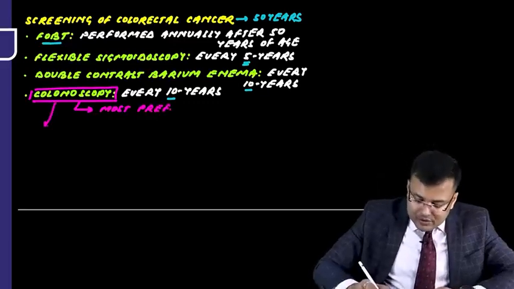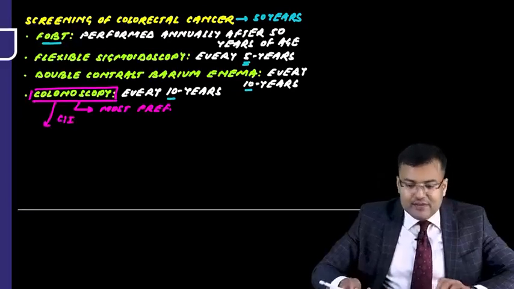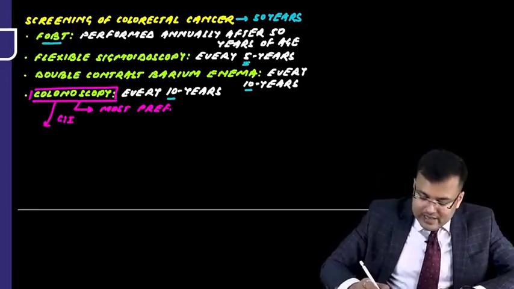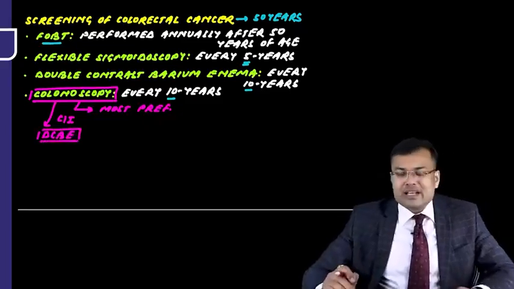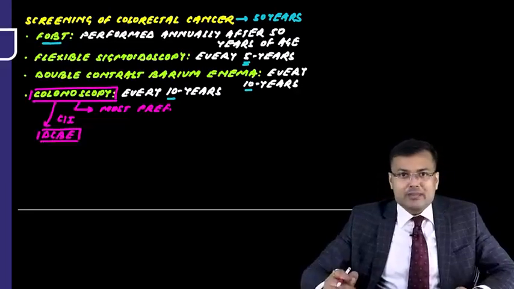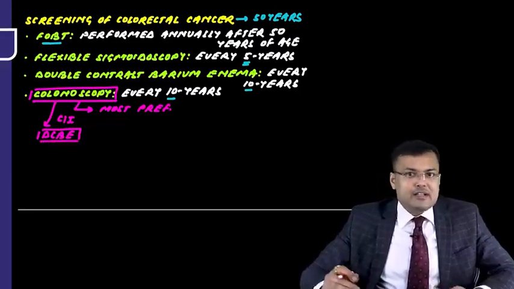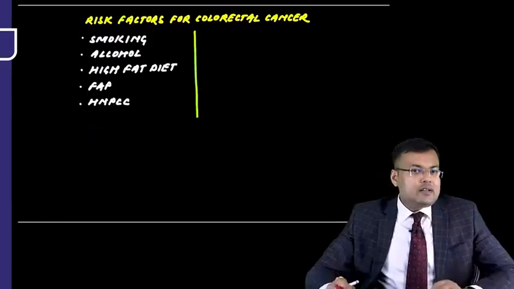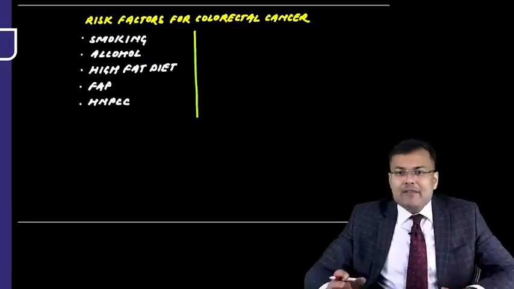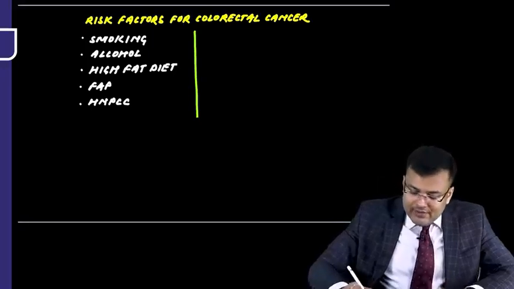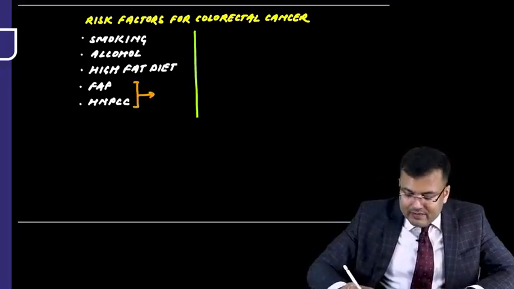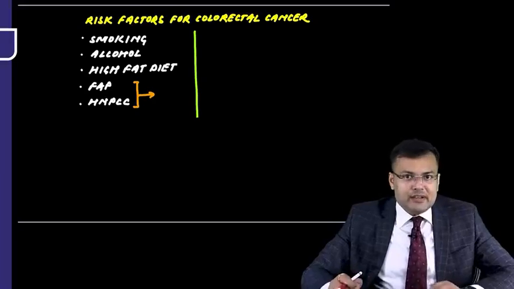If colonoscopy is contraindicated, then we go for double contrast barium enema. So the most preferred is colonoscopy; if it's contraindicated, we go for double contrast barium enema. Now see what are the risk factors for colorectal cancer. Risk factors are smoking, alcohol, and a high fat diet which can lead to obesity. And you know that FAP and HNPCC have adenomatous polyps, so this is also a risk factor.